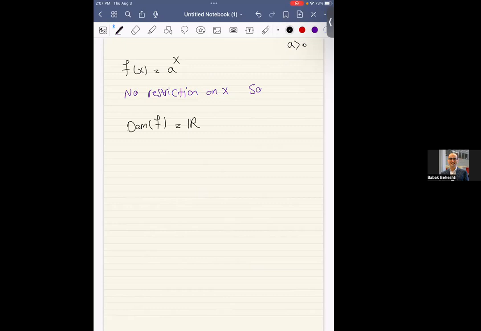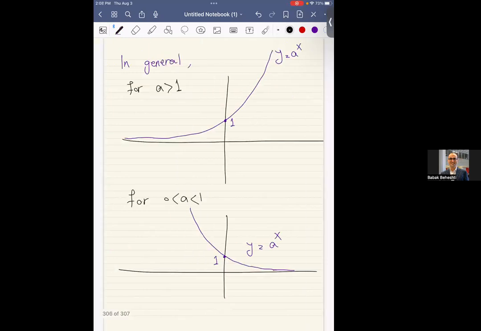Now, what about the range? Remember, range is the set of y values. So look at the graph of f, a to the power x. No matter whether a is positive, less than 1 or greater than 1, let's look at a greater than 1, but they're both the same in terms of range. So what are the y values here? What is the range of the y values?